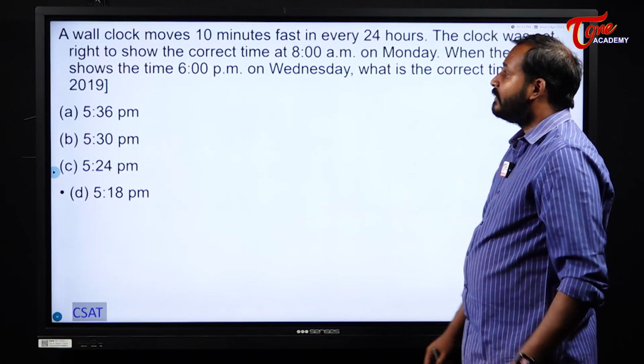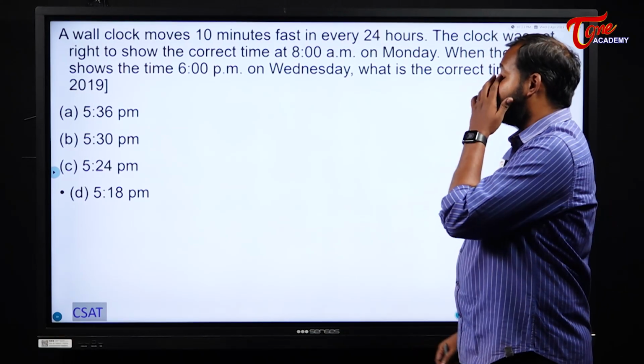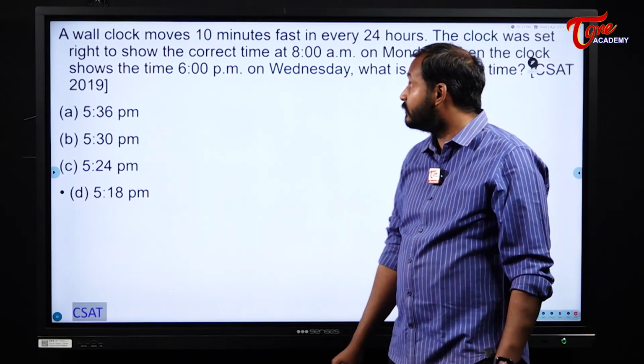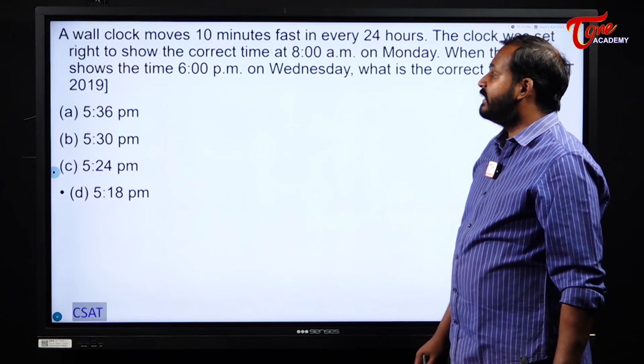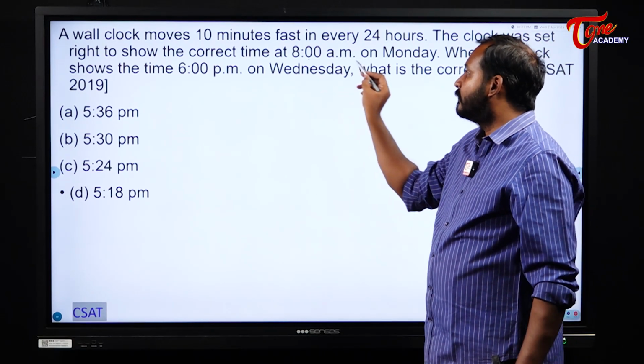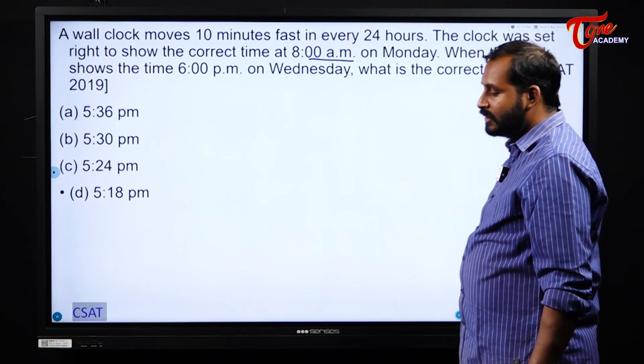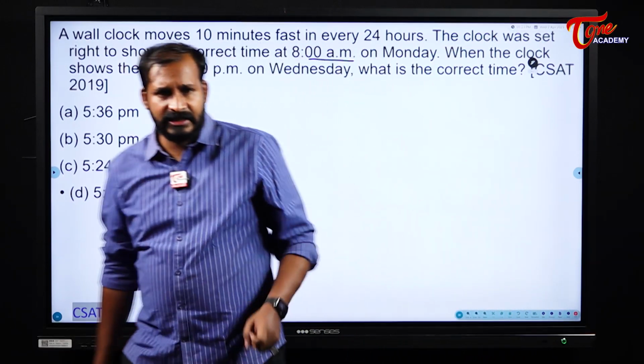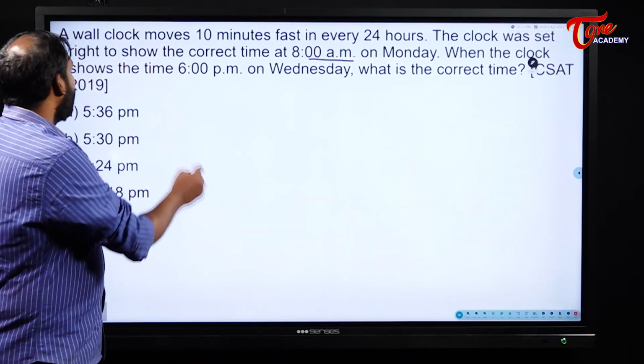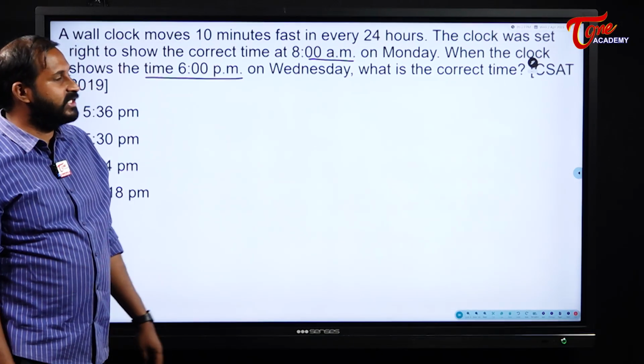Next one. A wall clock moves 10 minutes fast in every 24 hours. The clock was set right to show the correct time at 8 a.m. on Monday. So intentionally we set it correctly at 8 a.m. on the Monday. When the clock shows the time as 6 p.m. on Wednesday, what is the correct time?